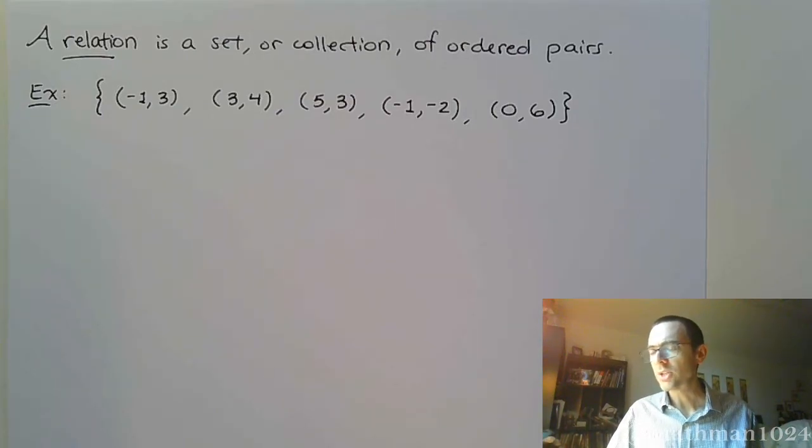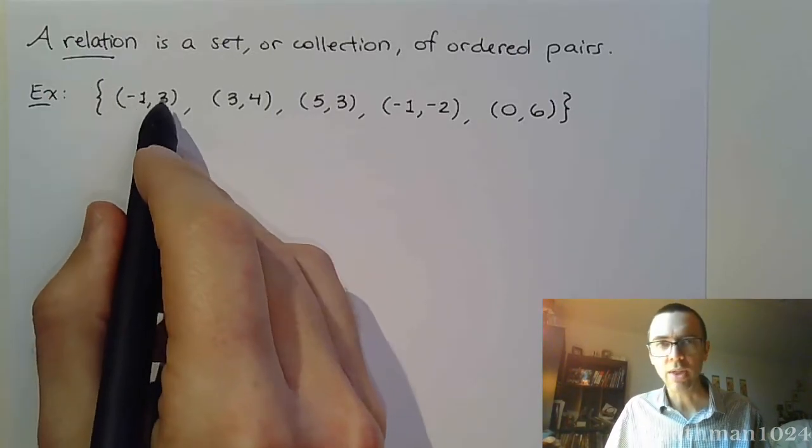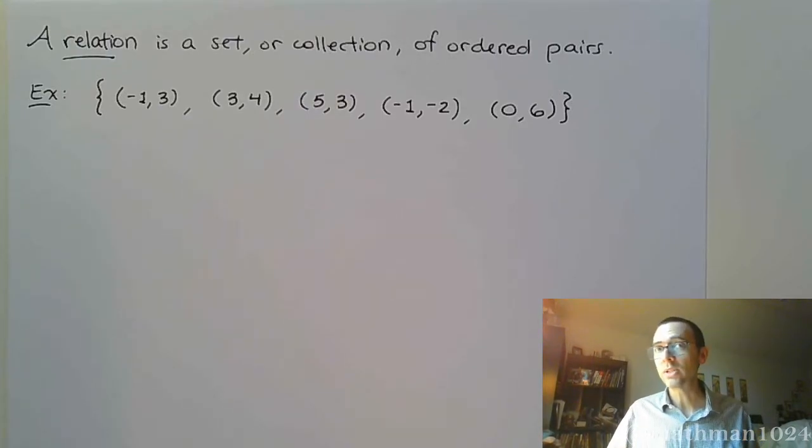Okay, and really a relation is just how two different things relate to each other. How this x relates to that y. There's some kind of connection. We don't know what it is. It could be from a formula. It could be from something else. I don't know, but it's just how they relate.